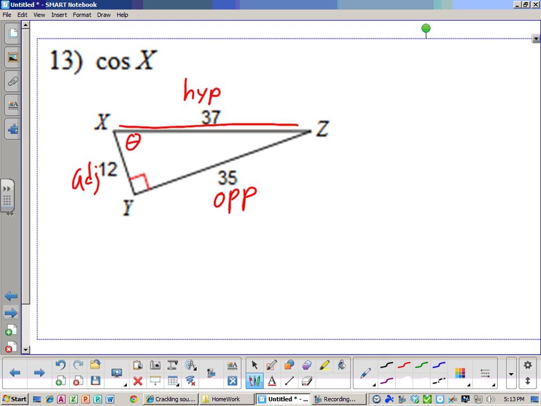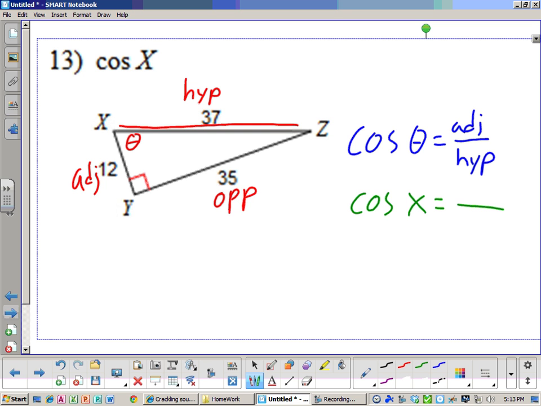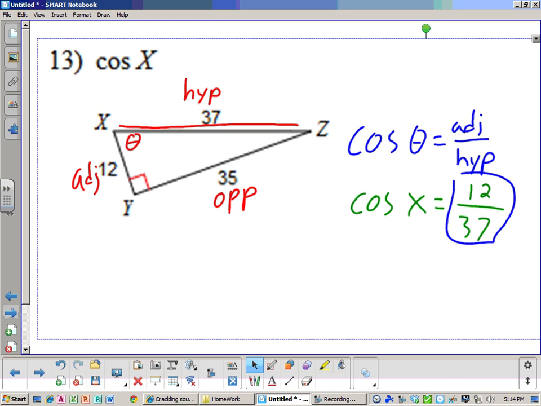It says cosine of x. Well, cosine of any angle is equal to adjacent over hypotenuse, right? So I'm going to say cosine of x is going to be equal to adjacent, which is 12, over hypotenuse, which is 37. Really easy, right? Which leads us to say, what's the answer right there? Moving on.